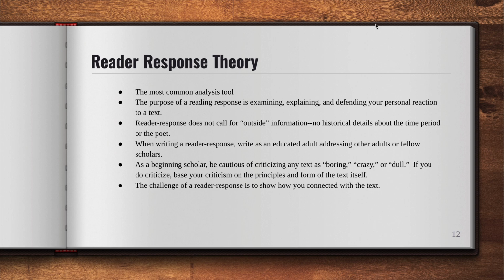As a beginning scholar, you want to be cautious of criticizing any text as boring, crazy, or dull. If you do criticize, you have to base your criticism on the principles and form of the text itself. Again, you have to be able to circle back and find textual evidence that proves what you are saying. And the challenge of this type of theory is that you have to show how you connected with the text.